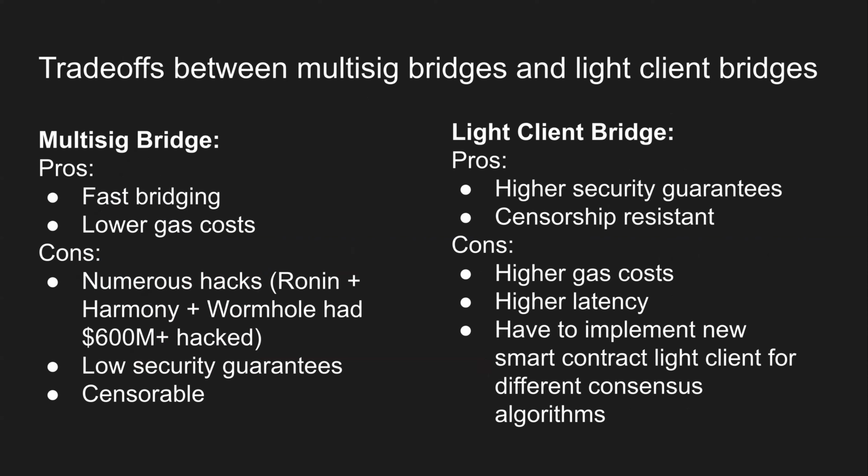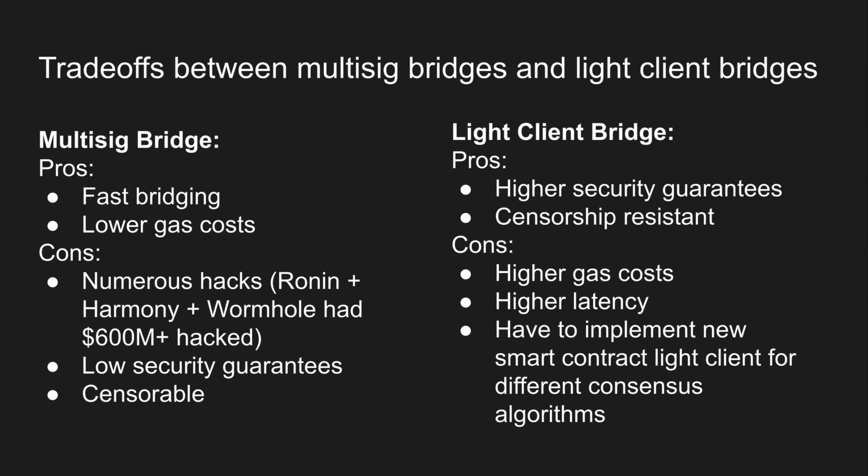The cons are that there are numerous hacks: the Axie Ronin bridge, Harmony, and Wormhole have all had many hundreds of millions of dollars stolen from the bridge when the multi-sig gets compromised. It has very low security guarantees because it's a centralized entity, and it's censorable. The multi-sig can at any time just decide not to release your funds. With the light client bridge, you have much higher security guarantees and it's censorship resistant, as we covered.